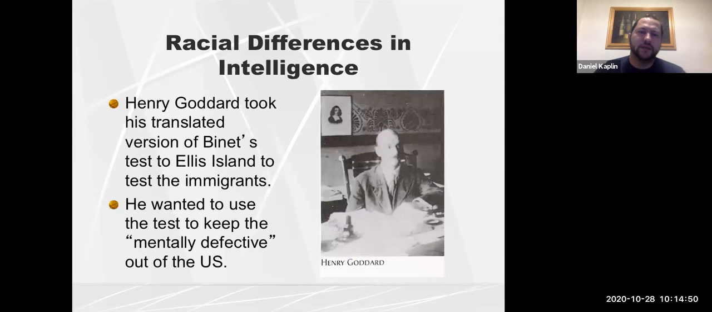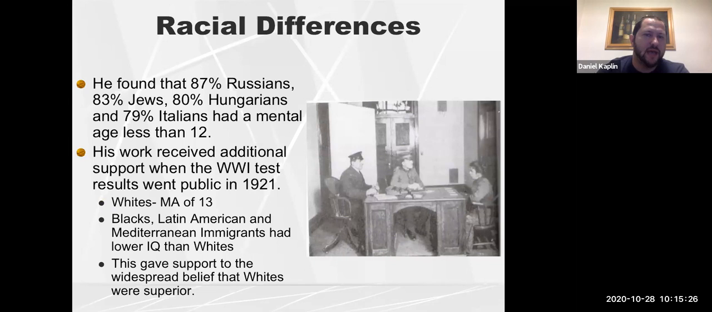So as I mentioned, Henry Goddard took Binet's tests and he went to Ellis Island with it and he tested immigrants, and his goal was to keep out anyone who was mentally defective from the United States. So he only wanted people with high IQ in the United States, and anyone who was mentally defective, according to his term, should not be granted immigration. So what did he find? Well, he found that 87% of Russians, 83% of Jews, 80% of Hungarians, and 79% of Italians had an IQ or mental age less than 12, right?